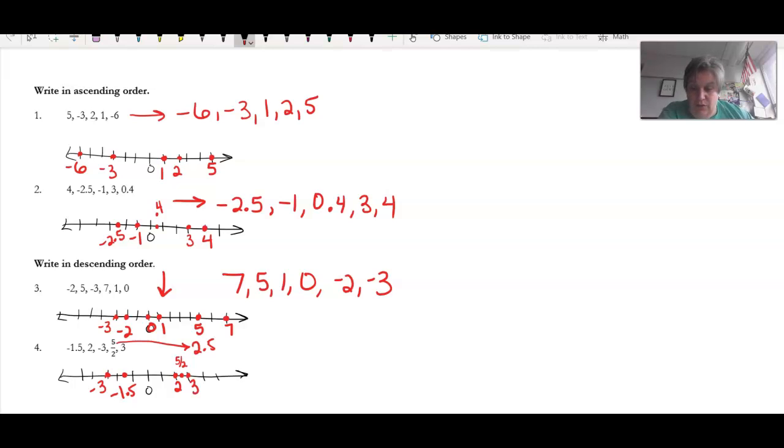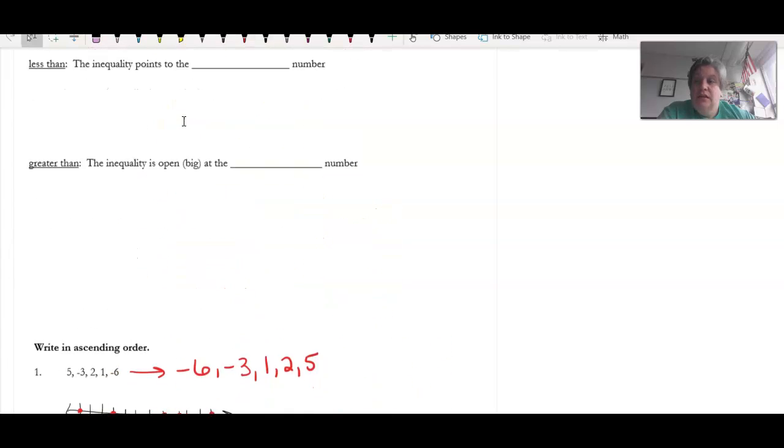And then 3. Ooh, those numbers are close together. So descending is going down, so my biggest number is 3, then 5/2, then 2, then -1.5, then -3. Okay, so ascending goes up, descending goes down. Use a number line if you need to. It does help you, and it only takes a few seconds.